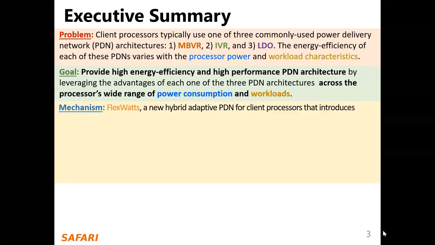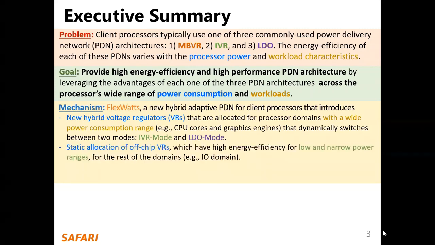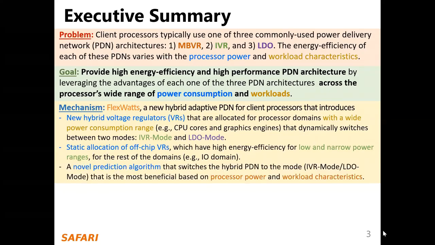To this end, we propose FlexWatts, a new hybrid adaptive PDN for client processors that introduces three mechanisms. First, new hybrid voltage regulators that are allocated for processor domains with a wide power consumption range, which dynamically switch between two modes, IVR mode and LDO mode. Secondly, static allocation of off-chip VRs, which have high energy efficiency for low and narrow power ranges, for the rest of the domains. And finally, a novel algorithm that switches the hybrid PDN to the mode that is the most beneficial based on processor power and workload characteristics.